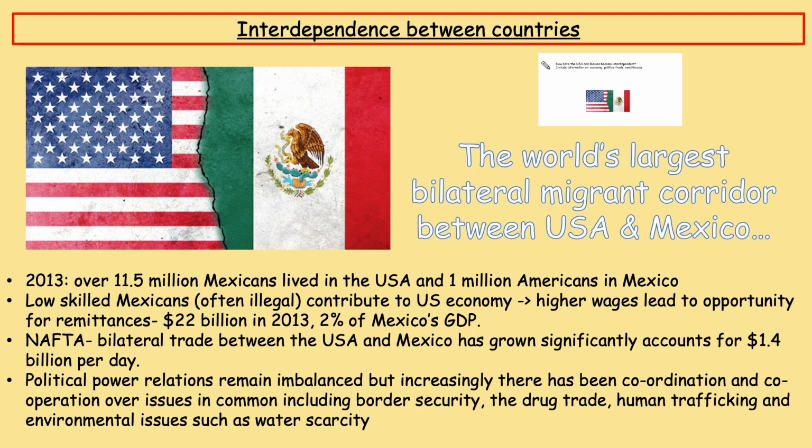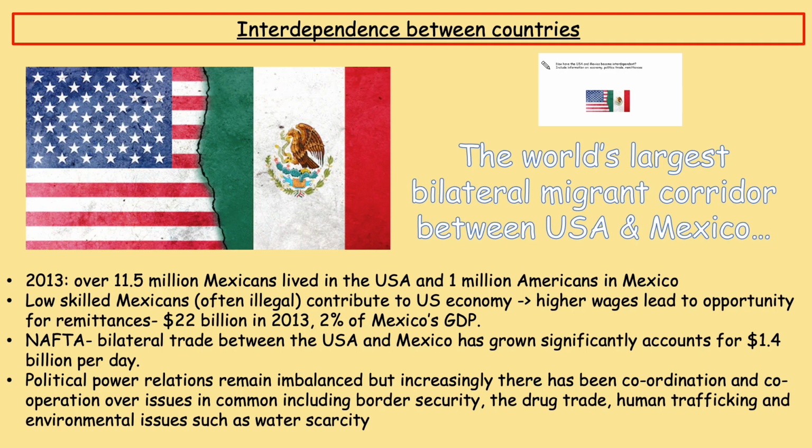And finally then, political power relations remain imbalanced, but increasingly there has been coordination and cooperation over issues in common. Now I think here it's really important to note that this textbook was written in 2016, and if you read the information on Trump, has this developed significantly since? I'll let you make that decision.